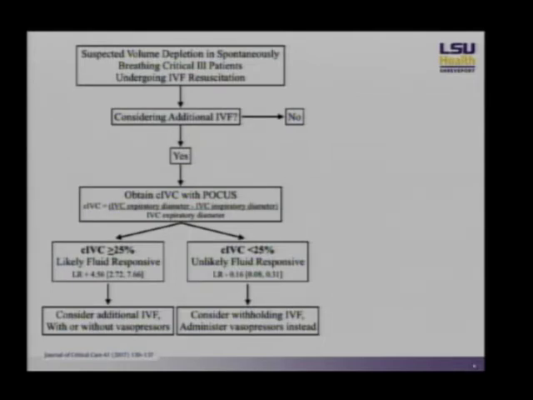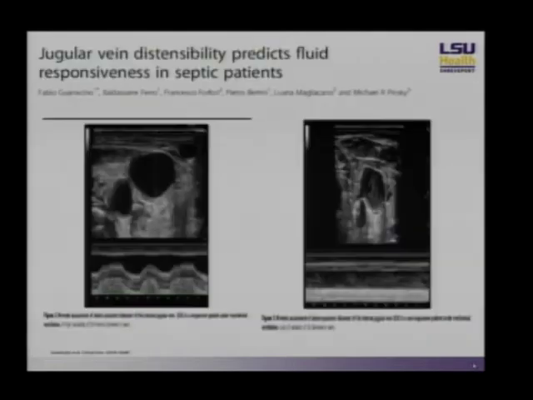So they did. So basically, in your patient, they're hypoperfused. Are you considering IV fluids? The answer is no. You're off the algorithm. If the answer is yes, go ahead and do your IVC. Are they compressible? Yes or no? If they're compressible by more than 25% in this study, it says go ahead, give them a fluid challenge. If the answer is no, then they need a vasopressor from there. Very simple, very easy in your spontaneously breathing patients.